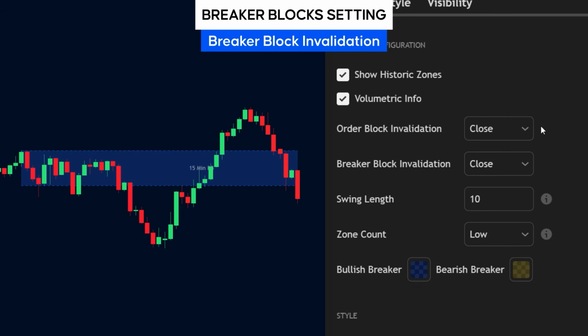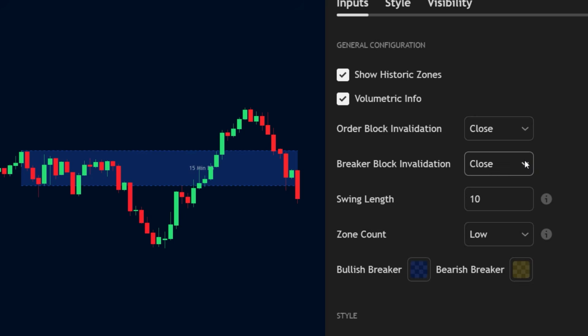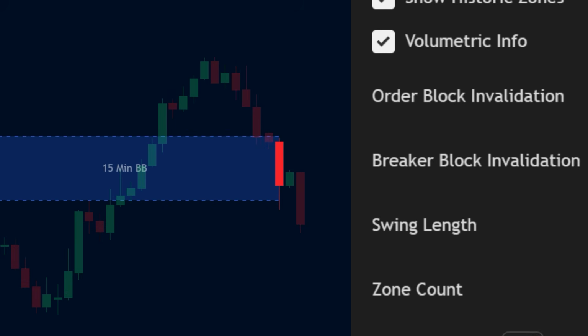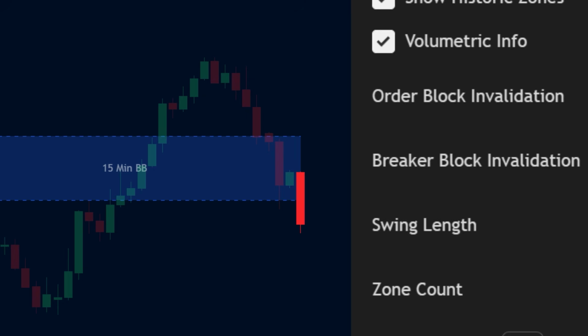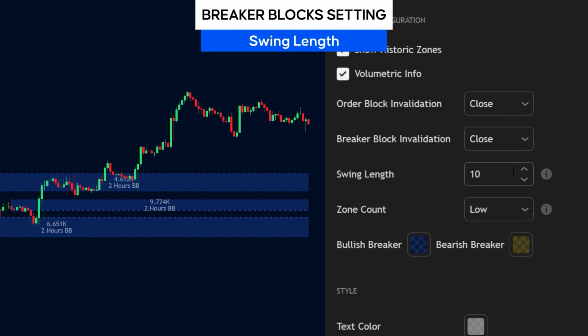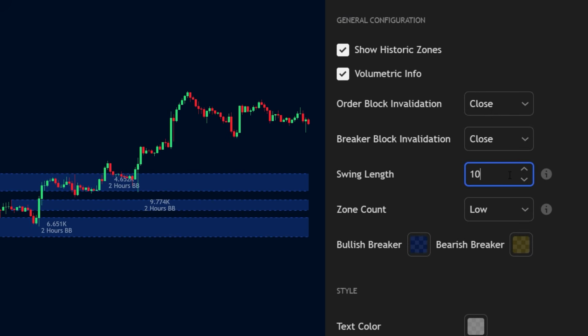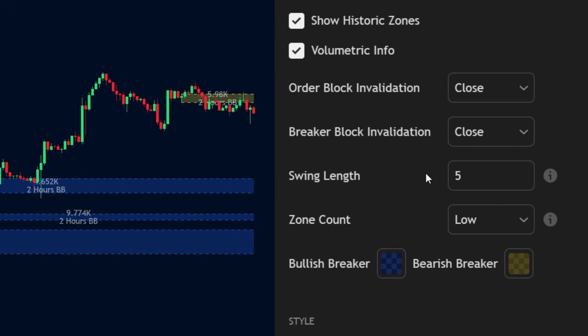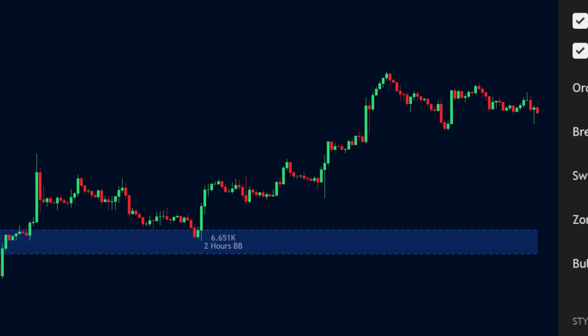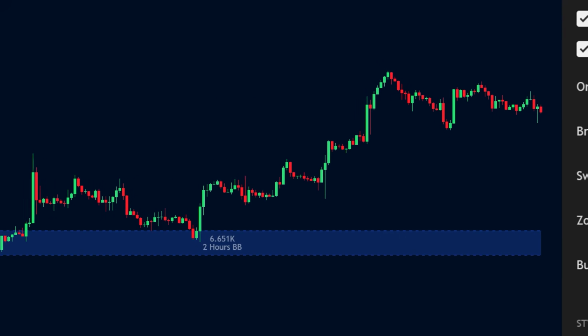Breaker block invalidation works the same way, but for active breaker blocks. Wick means the zone is invalidated the moment price wicks through the other side. Close waits until a candlestick fully closes past it. The last setting is the swing length. This is used when finding breaker block formations. Smaller values will result in finding smaller and more frequent breaker blocks. If you want a few but more significant breaker blocks, you should increase the swing length. You should start with the default setting and adjust it based on your trading style.